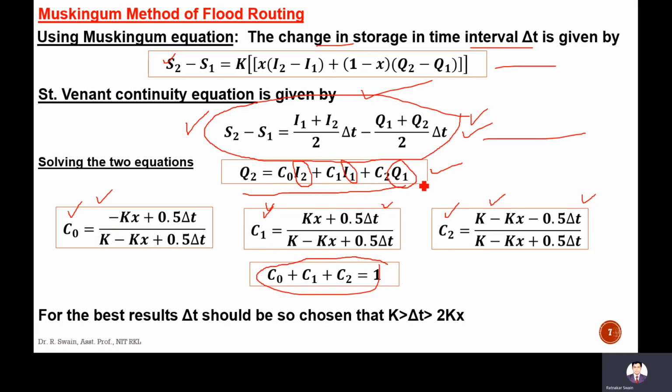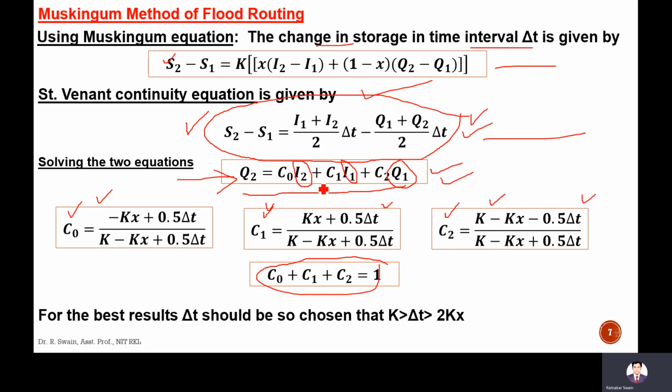Then we can put them in this equation. This is the main equation of this Muskingum routing. Q2 is equal to C0 I2 plus C1 I1 plus C2 Q1. So in this equation, if we put I2, I1 and Q1 value over the delta T time period, and the initial outflow discharge if we know, then we can estimate the Q2 value.